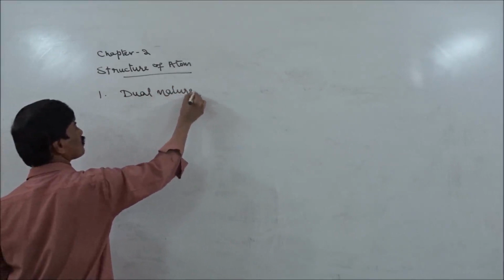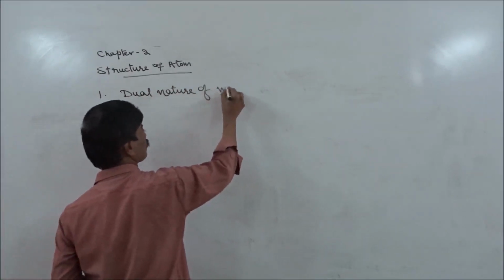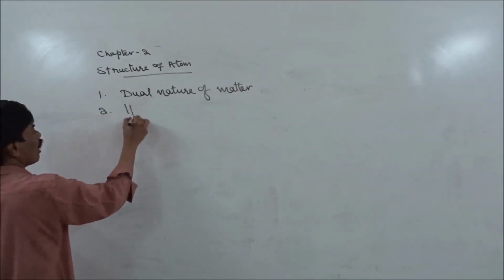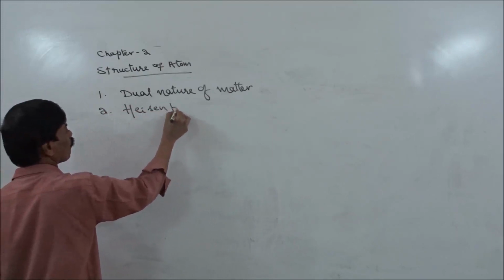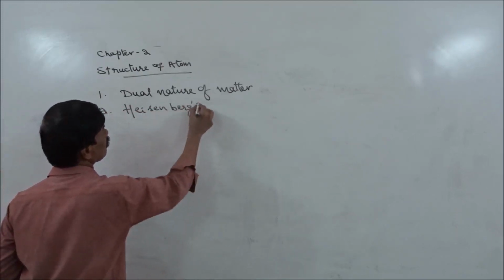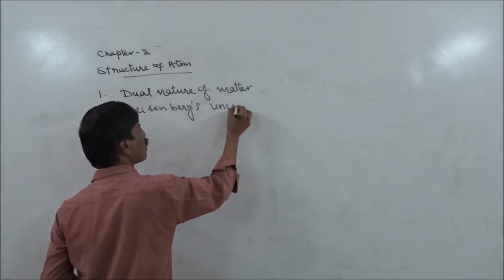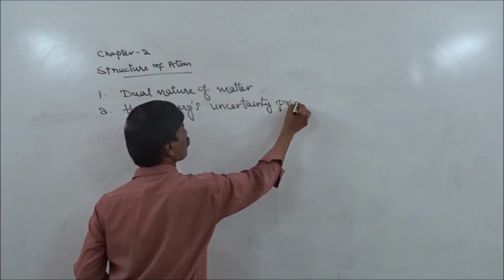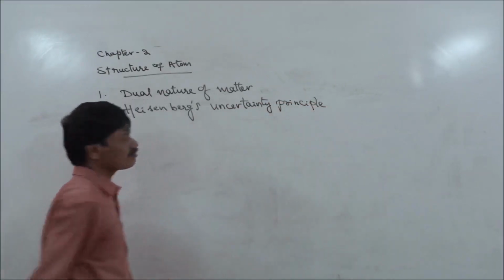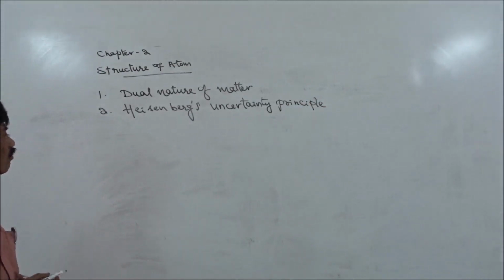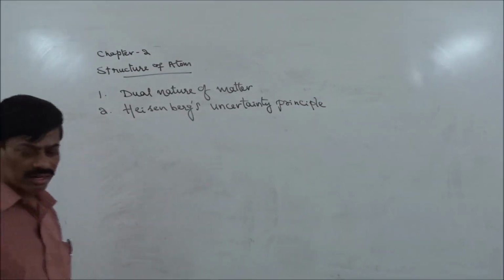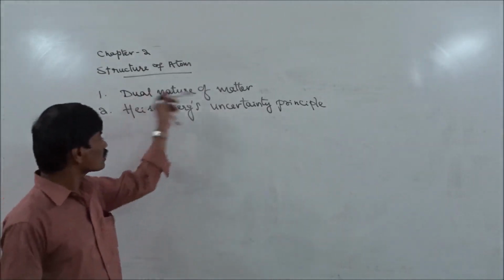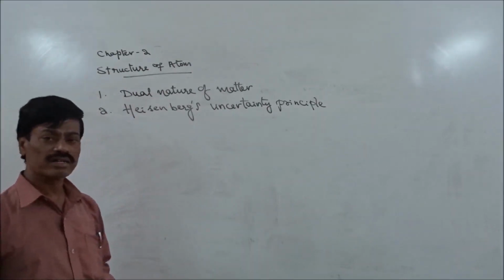nature of matter, and the second one is Heisenberg's uncertainty principle. These were the two developments. First, let us see matter and material particles to understand later the dual nature of matter.